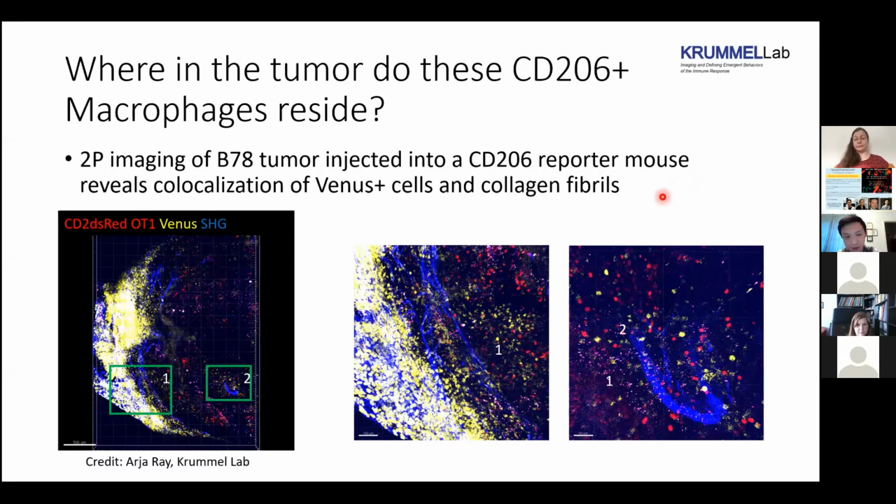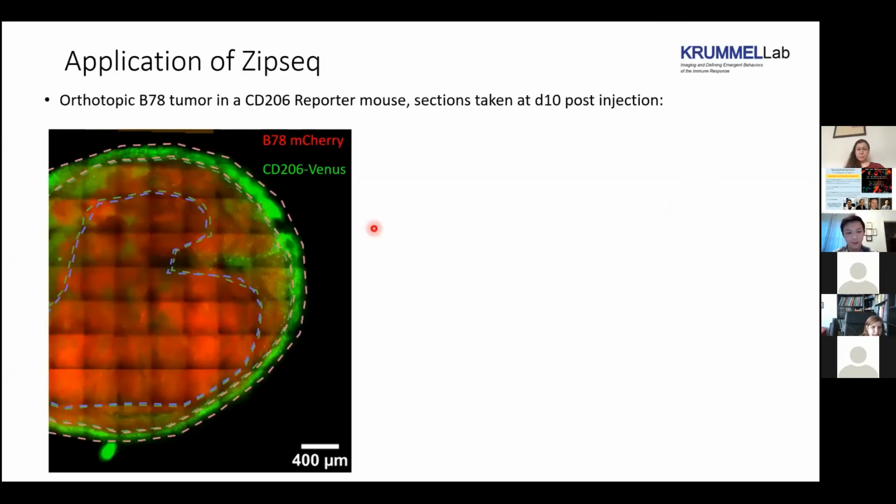So obviously now we have regions of interest. We'd like to understand what is going on in those areas of high collagen buildup and this intense clustering of Venus positive macrophages. So we took another one of these B78 tumors within this reporter mouse and sectioned it, with sections taken 10 days post injection. What you can see is a tumor core, the tumor being mCherry positive, and then again the rim of Venus positive cells.